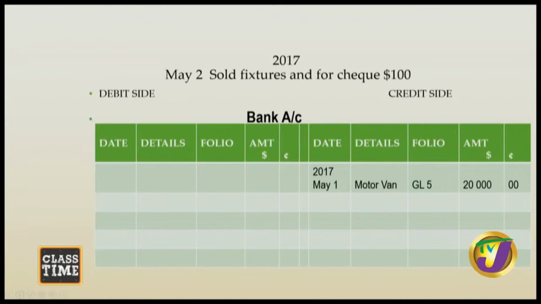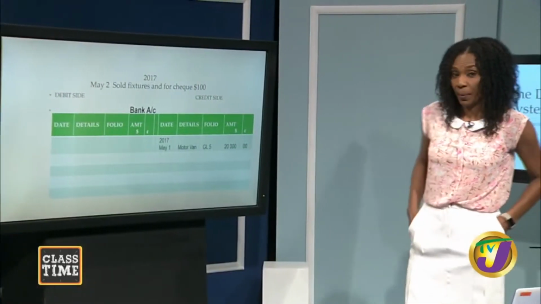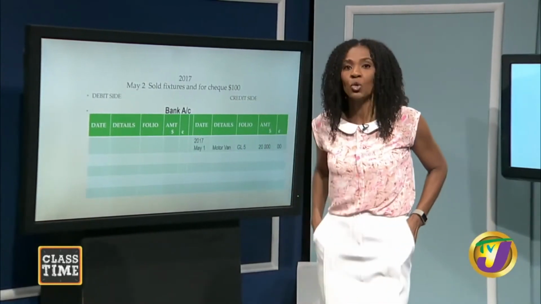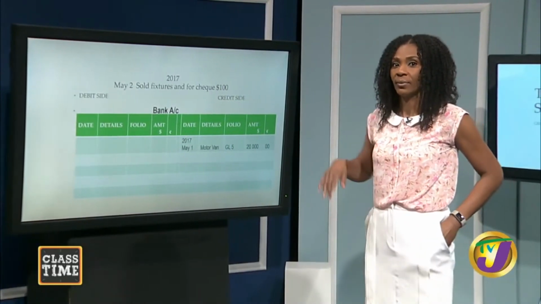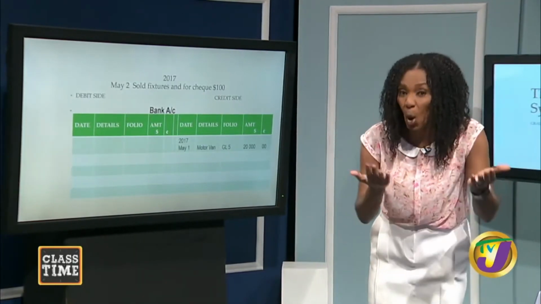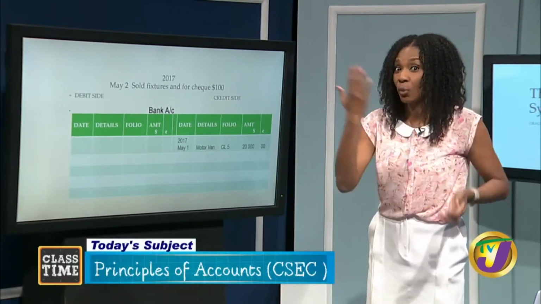On May 2, we sold fixtures for cheque. So TVJ decided to get rid of some old fixtures. So they sell them in exchange for cheque. Which two items are affected? Fixtures and cheque. Look for the nouns, or what you're getting and what you're giving up.